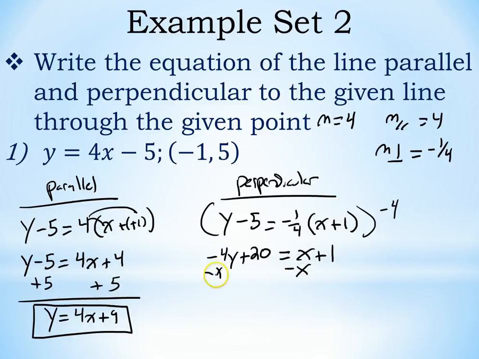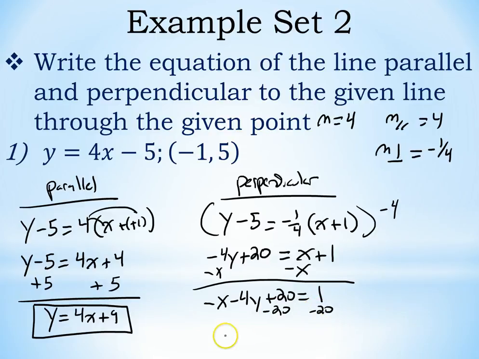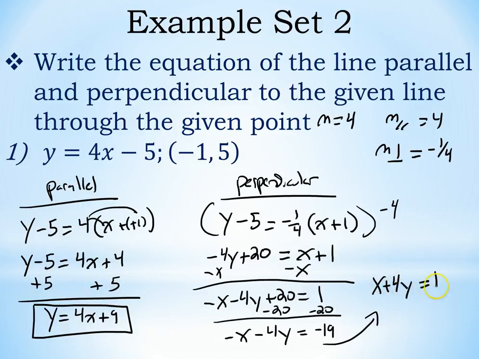So we subtract x from both sides. We get negative x minus 4y plus 20 equals 1. So we subtract 20 from both sides. We get negative x minus 4y equals negative 19. We have negatives everywhere, so quite honestly, let's divide everything by negative 1 to get x plus 4y equals positive 19. And there's our equation in standard form. Had you distributed the negative 1/4 to everything, you would then have to add 5 to it, and you'd have a slightly different answer. No big deal if that's the route you went.